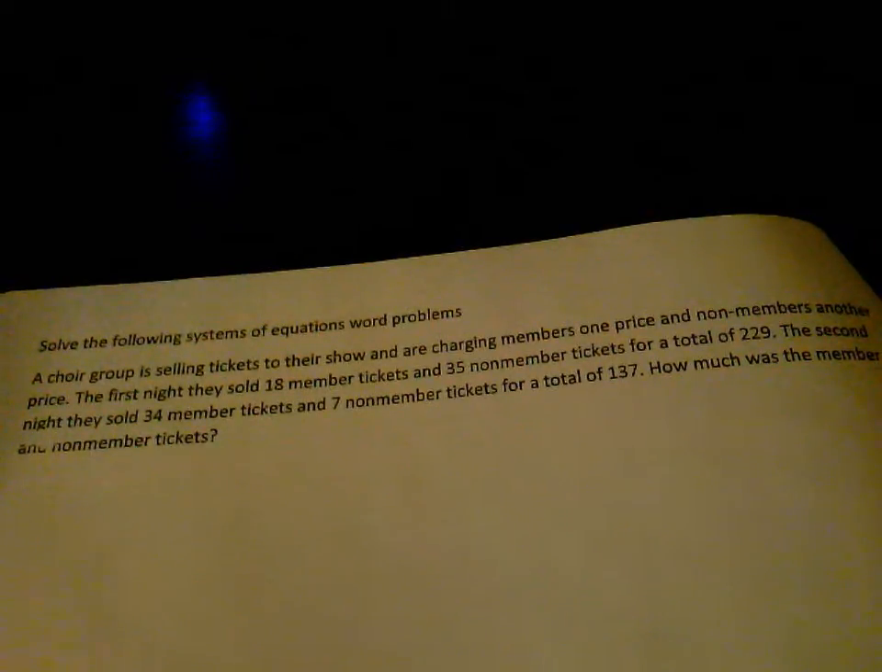A choir group is selling tickets to the show and are charging members one price and non-members another price. The first night they sell 18 member tickets and 35 non-member tickets for a total of $229. The second night they sold 34 member tickets and 7 non-member tickets for a total of $137. How much was the member and non-member tickets?